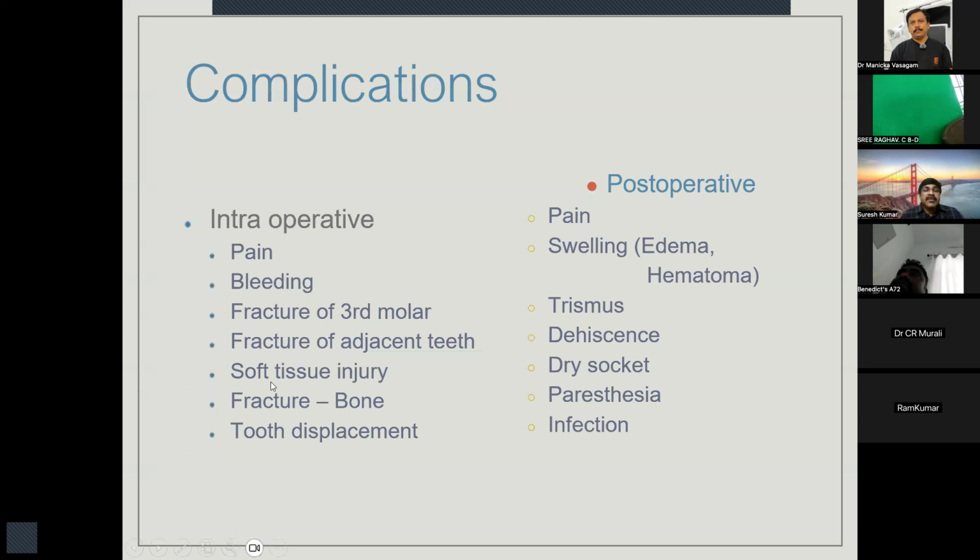This occurs mainly because of not understanding the true scenario, thinking a horizontal or distoangular impaction is a vertical impaction, thinking that the case is going to be easy, and attempting it in general dentistry, applying a lot of pressure.